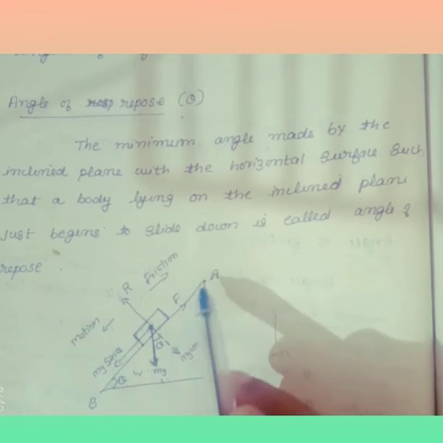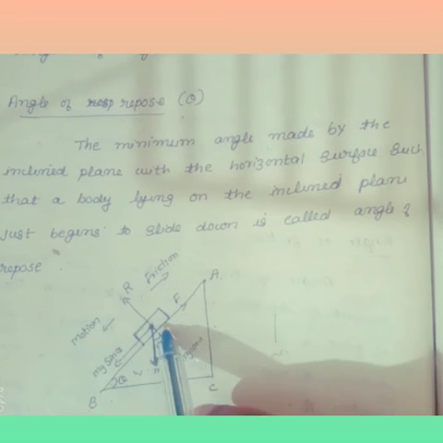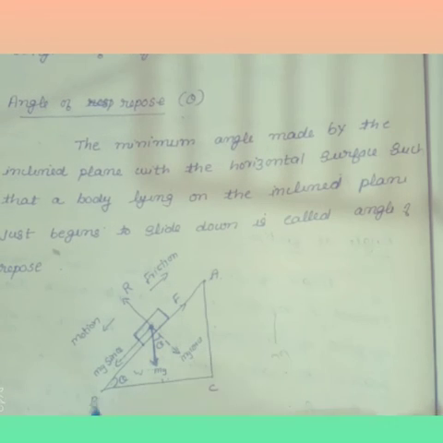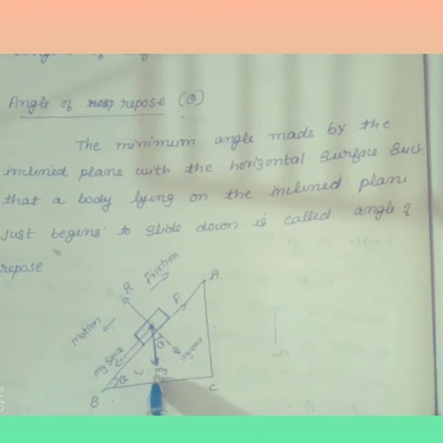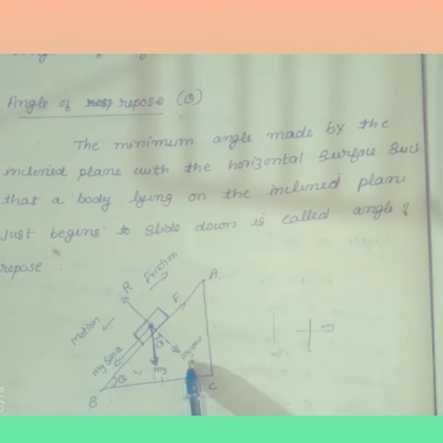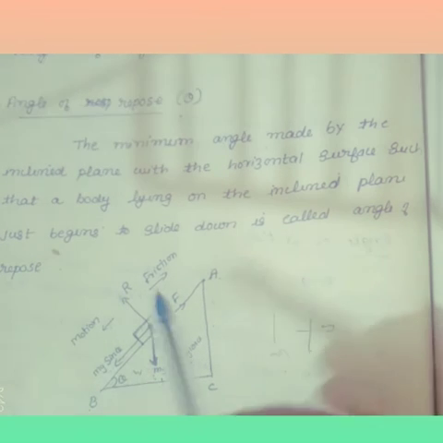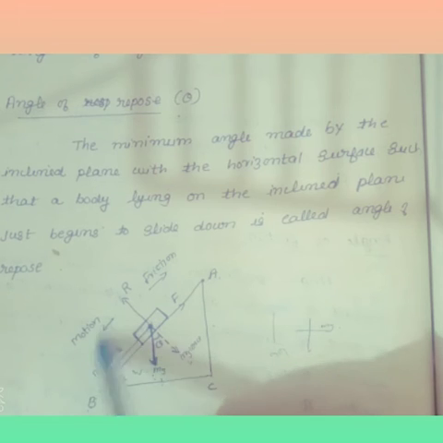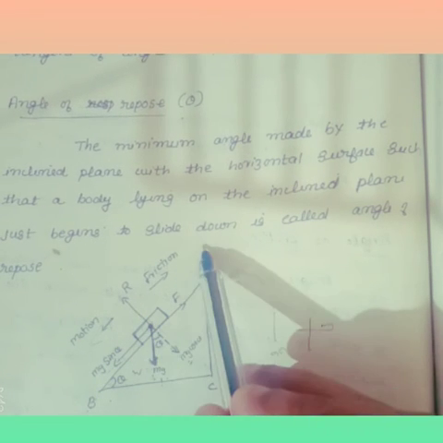Once more, repeating: we consider a plane AB, and a body slides over that surface. R is its normal reaction, balanced by another force, mg, the weight. mg can be resolved into two rectangular components: mg cos theta along the y-axis and mg sin theta along the x-axis. Here the motion is downward, so friction is towards the upward direction.